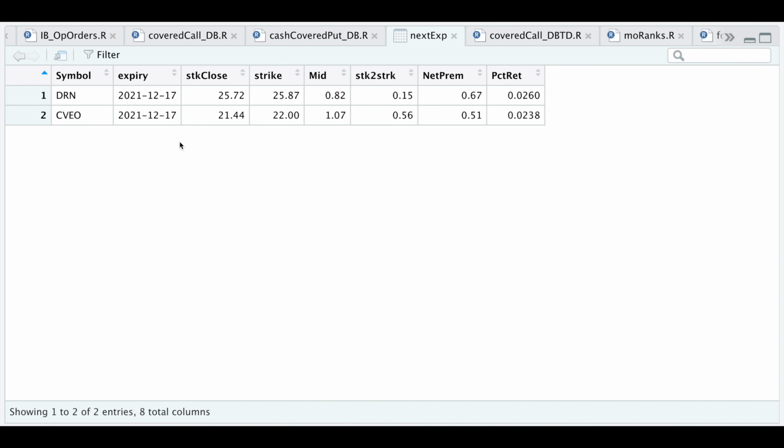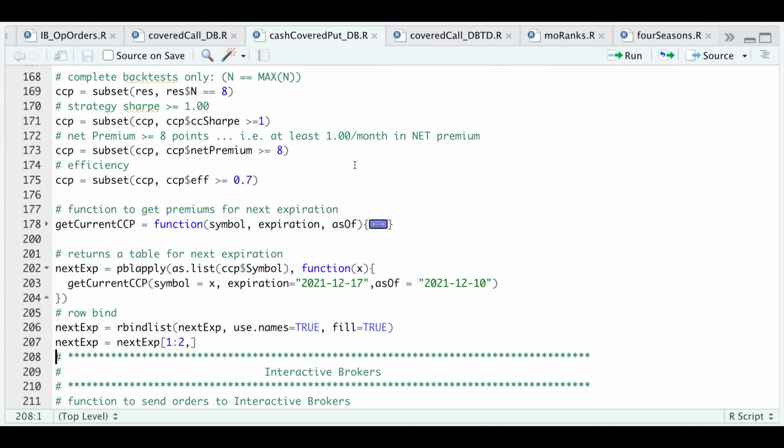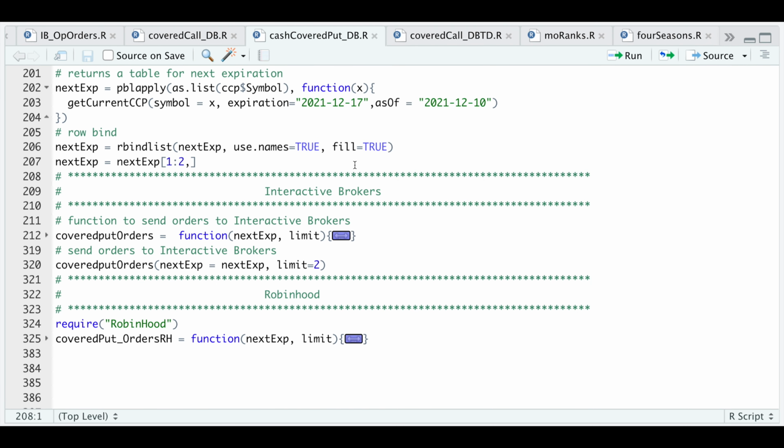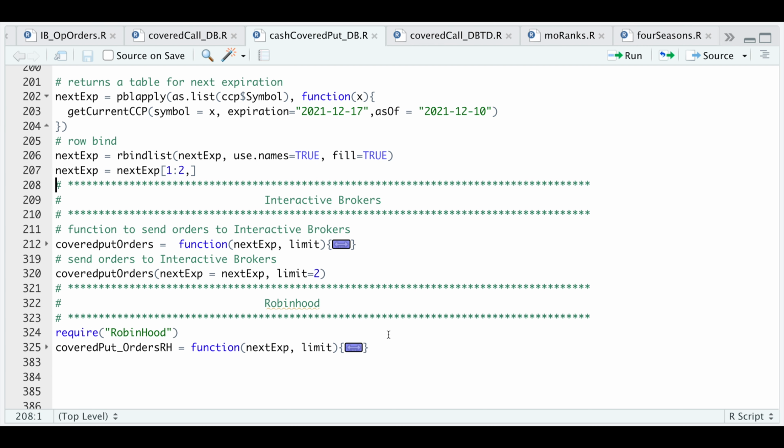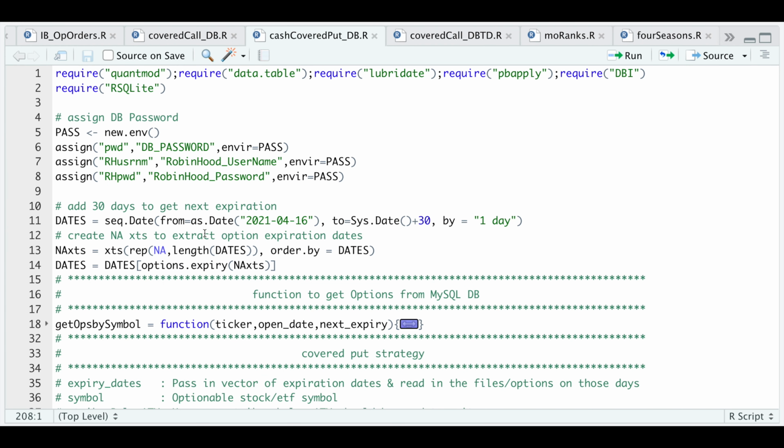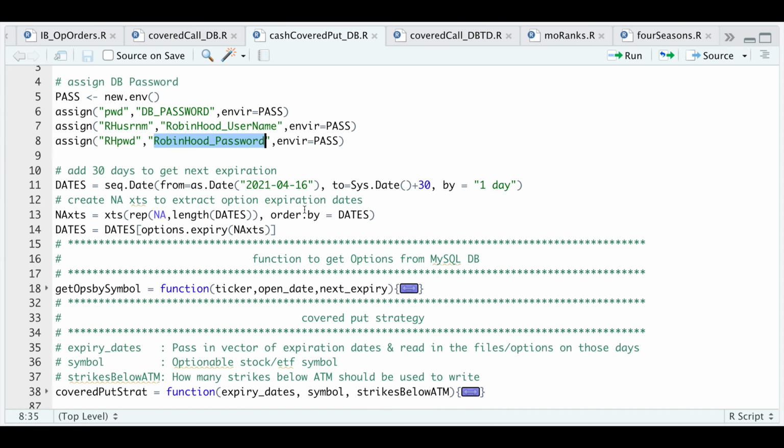Now the last step is to send the orders. So I'll be using this data frame since it has all of the information I need for each of these tickers. So let's close this out. All right, so there's two alternatives. The first one is if you want to use Interactive Brokers, and the second is if you want to use Robinhood. If you want to use Robinhood, then at the very top, you shall place your username and password in these areas here. So let's go over these functions.